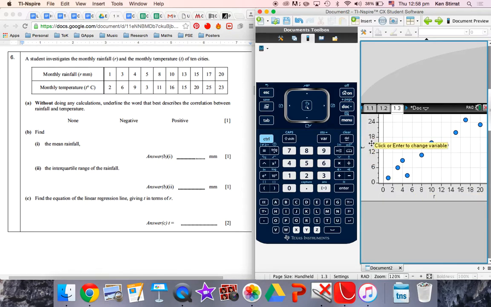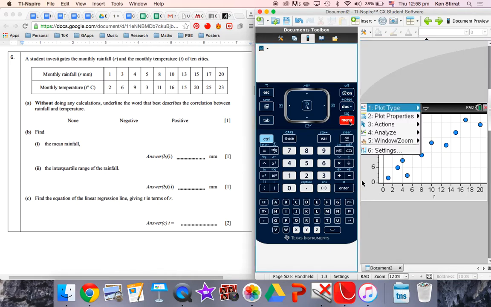I mean, I would question whether this is the right way around for plotting, but the question says find the equation of the linear regression line giving temperature in terms of rain. So does the rainfall determine what temperature it is, or was it the other way around? It doesn't really matter for the exam style question because it tells us X and Y on the question.